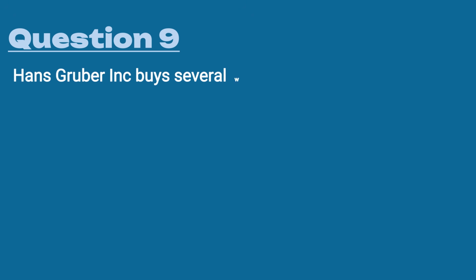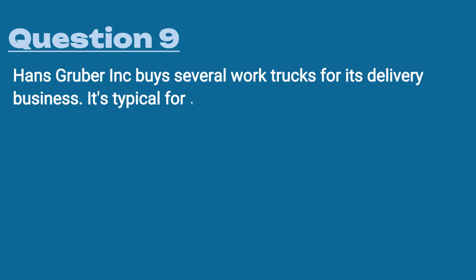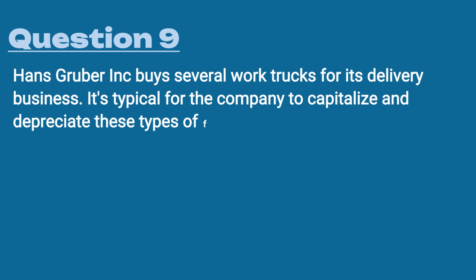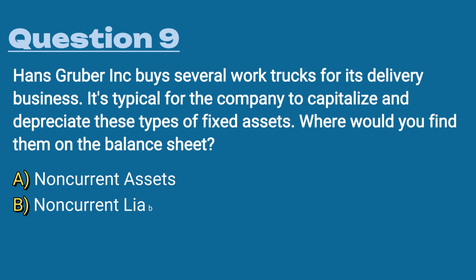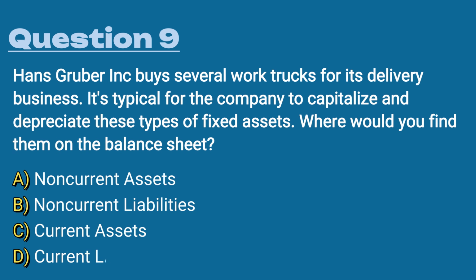Question number 9. Hans Gruber, Inc. buys several work trucks for its delivery business. It's typical for the company to capitalize and depreciate these types of fixed assets. Where would you find them on the balance sheet? A, non-current assets, B, non-current liabilities, C, current assets, or D, current liabilities.